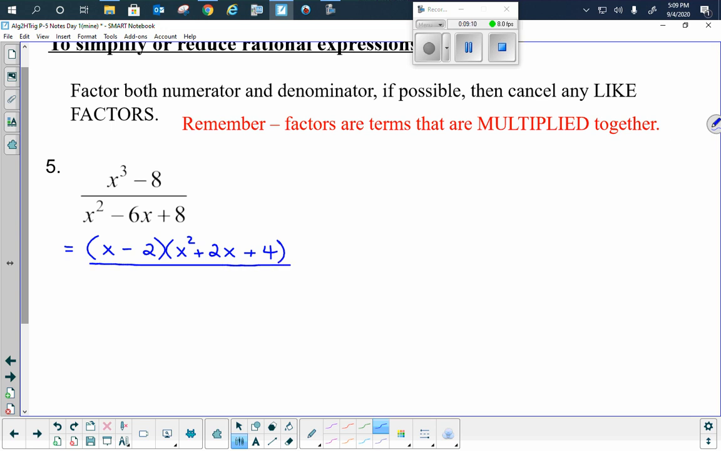The trinomial on the bottom, play around with it a little bit. What's going to add to be negative 6 and multiply to be 8? Hopefully you're going to get x minus 2 times x minus 4. And then the big thing here is that factors are multiplied. So you've got to take entire factors. So notice these have an x minus 2 that would cancel. And nothing else. Okay, nothing else. So your answer is going to be x squared plus 2x plus 4 all over x minus 4.